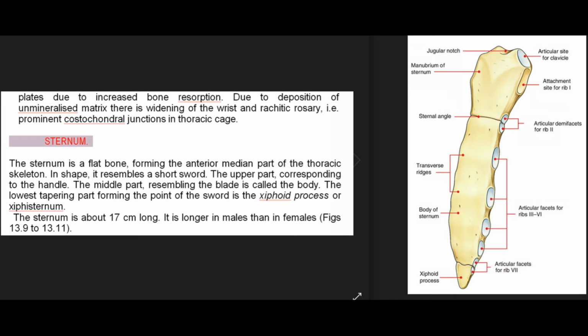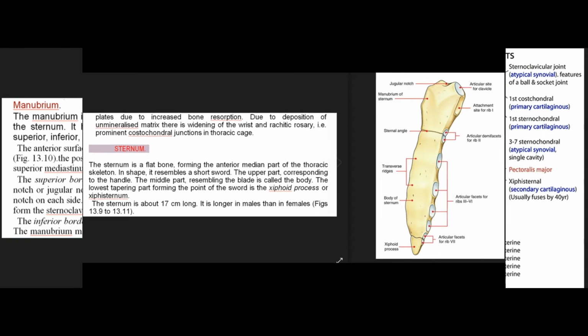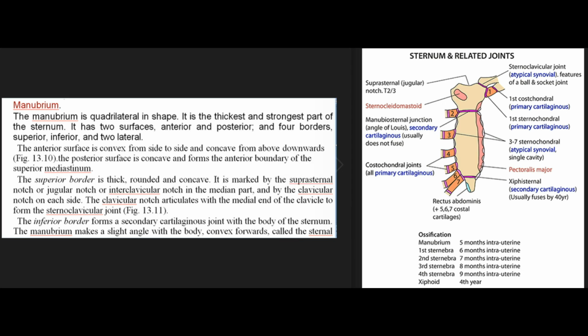Sternum. The sternum is a flat bone, forming the anterior median part of the thoracic skeleton. In shape, it resembles a short sword. The upper part, corresponding to the handle, is the manubrium. The middle part, resembling the blade, is called the body. The lowest tapering part forming the point of the sword is the xiphoid process or xiphisternum. The sternum is about 17 centimeters long. It is longer in males than in females.